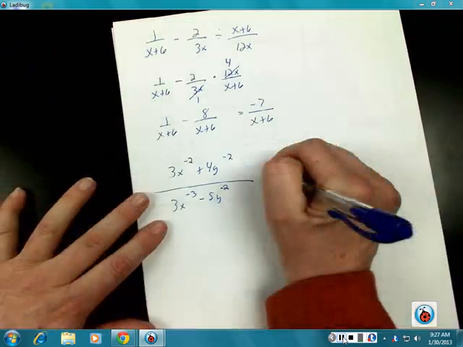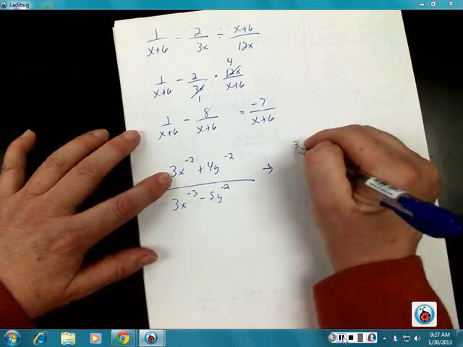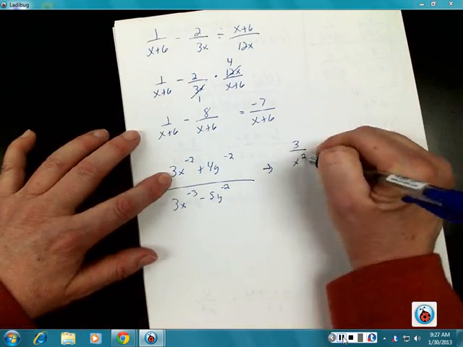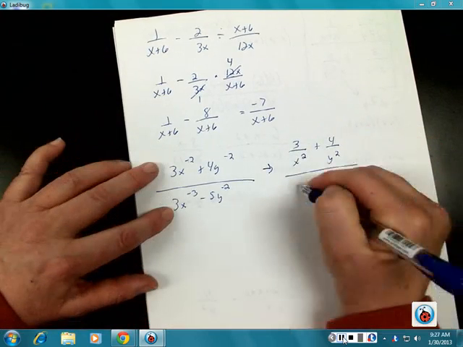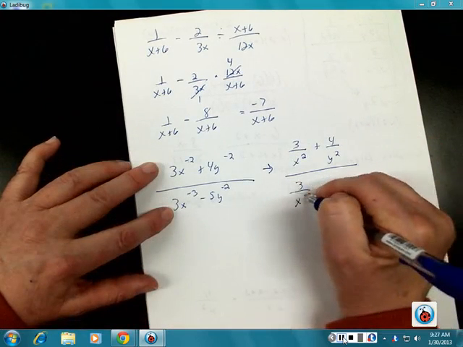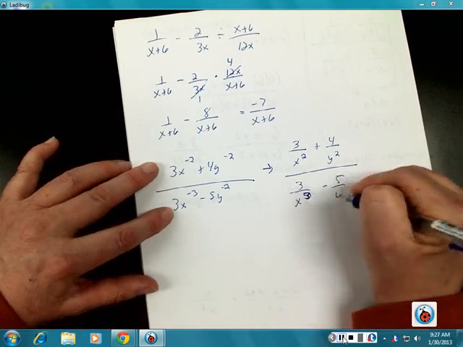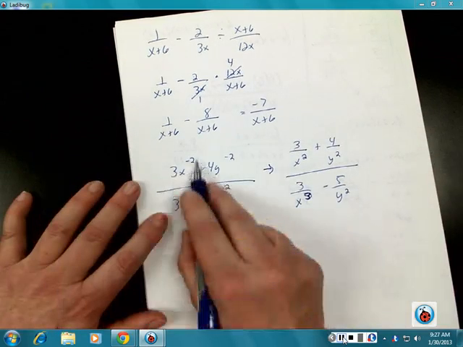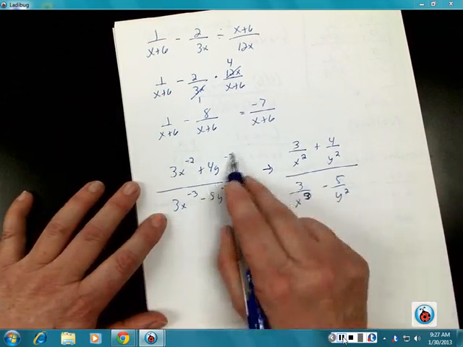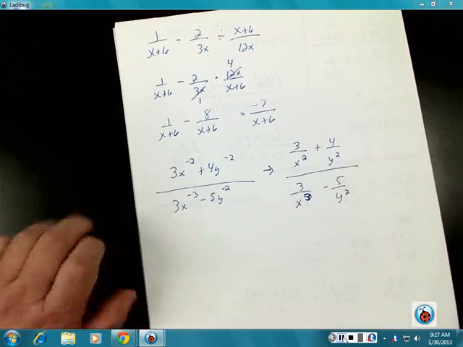So this really is a complex fraction when you take a look at it and put 3 over x squared plus 4 over y squared, all over 3 over x cubed, get rid of my negative, minus 5 over y squared, and it becomes a complex fraction. You see how that happened? These move to the denominators. Both of these pieces move down to the bottom part, and so therefore it became a complex fraction.